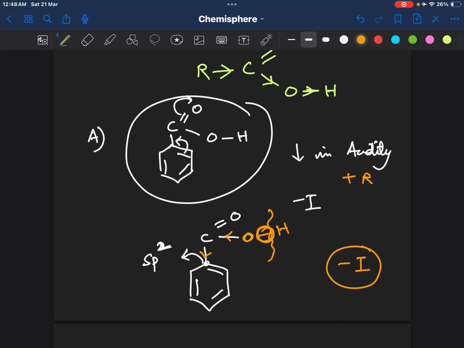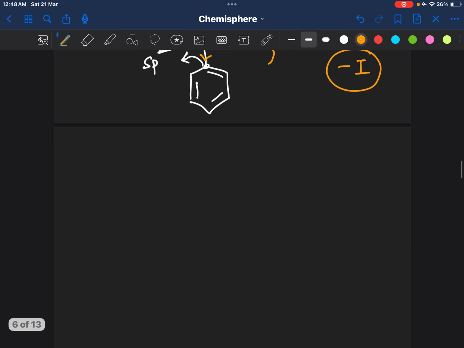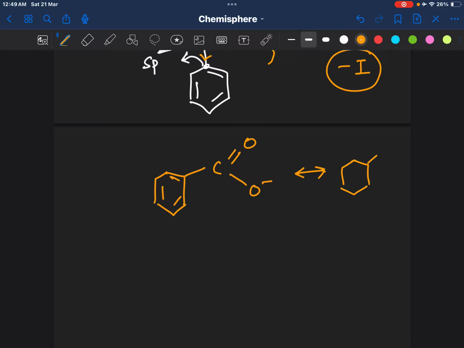The reason is, if you look at what happens to the carboxylate anion after losing the H plus, and we draw the resonance structures, it will be like this, or you can represent it like this also. We can represent it in two resonance structures, and both are equivalent resonance structures, or the hybrid can be represented like this. This is how you represent the hybrid.